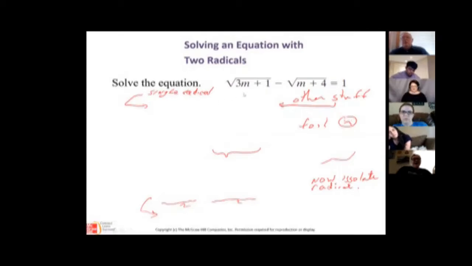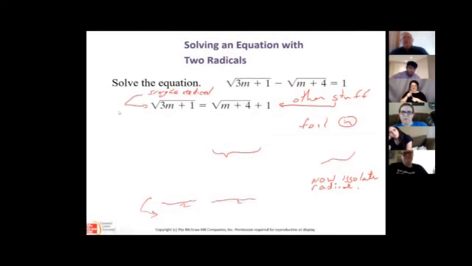Okay, notice on this one, I've got a radical and a number. First thing I've got to do is isolate one radical. So I've got this radical on the left, and I've got everything else on the right. I'm going to square both sides.